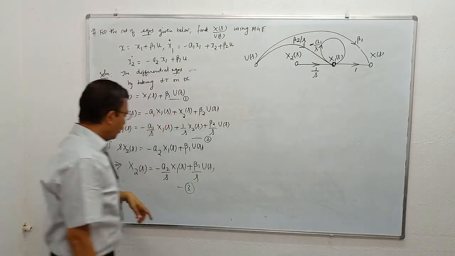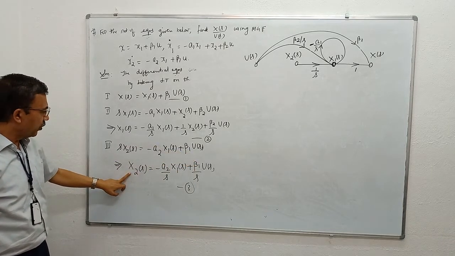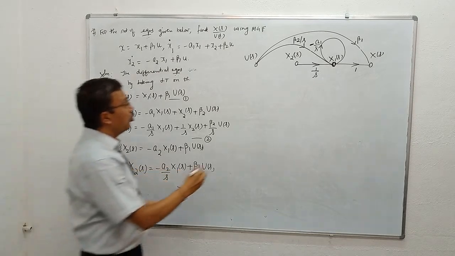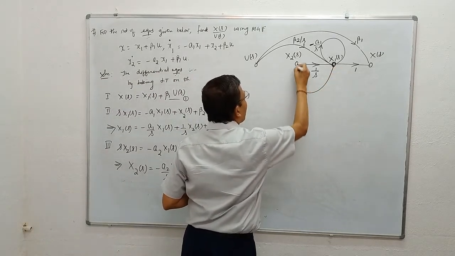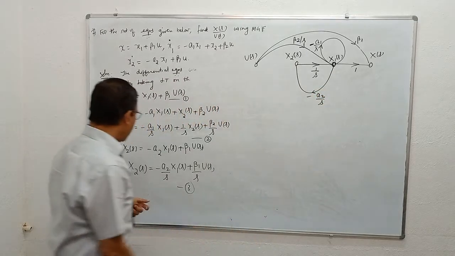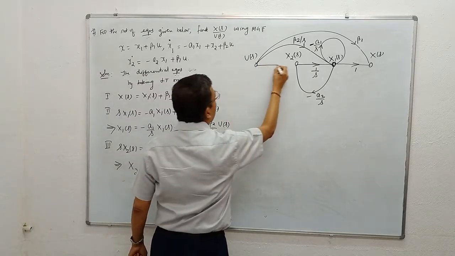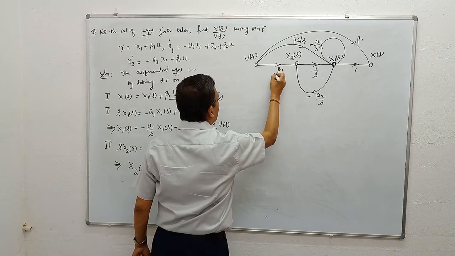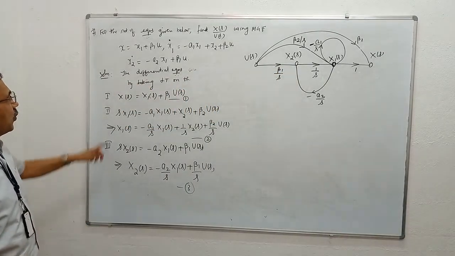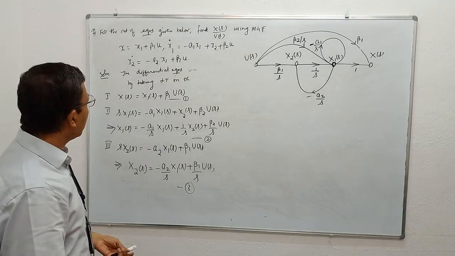Now come to the last equation. These two terms have to enter x2 of s. What is the first term? x1 of s multiplied by minus a2 by s. Then u of s multiplied by beta 1 by s. So this is the signal flow graph drawn using equations 1, 2 and 3. Once a signal flow graph is drawn, life becomes simplified.